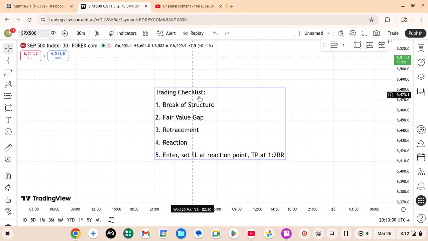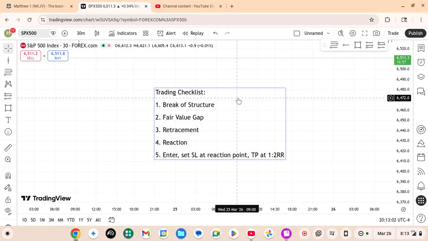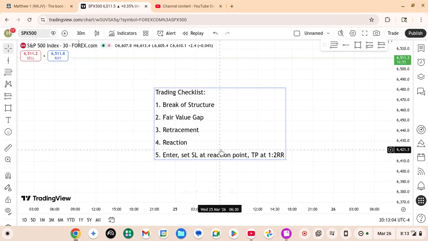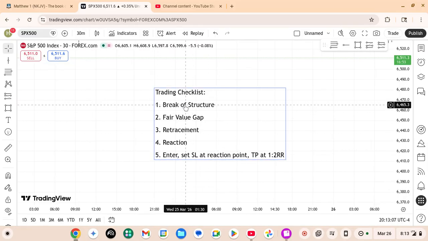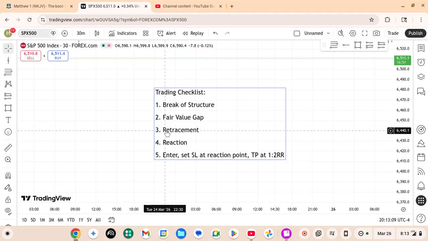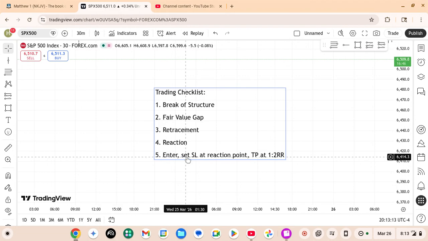So this is the trading checklist that I defined right here. It's a very simple 5-step process. Break of structure, fair value gap, retracement, reaction, entry. Set your stop loss at the reaction point and your take profit at 1 to 2 risk to reward. This is literally all it is. This is what I use. This is what you should use.